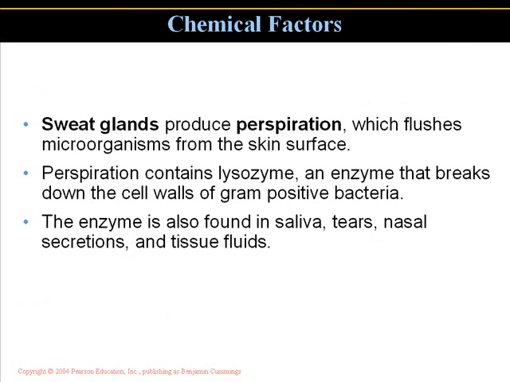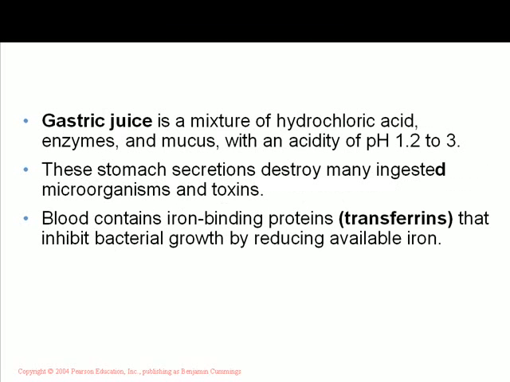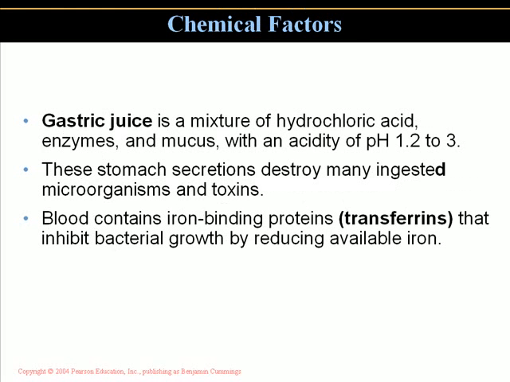Sweat glands produce perspiration. Perspiration flushes microorganisms from the skin surface. Perspiration also contains lysozyme, which is an enzyme that breaks down cell walls of gram-positive bacteria. The enzyme is also found in saliva, tears, nasal secretion, and tissue fluids. Gastric juice, mixture of hydrochloric acid, enzymes and mucus with an acidity of a pH of about 1.2 to 3. These stomach secretions destroy many ingested microorganisms and toxins.